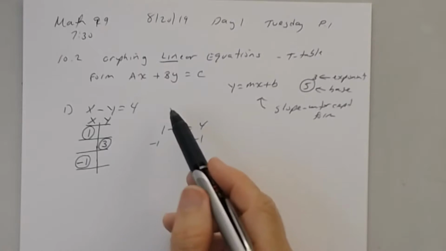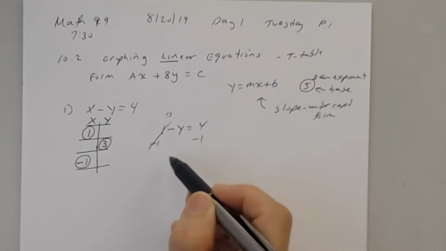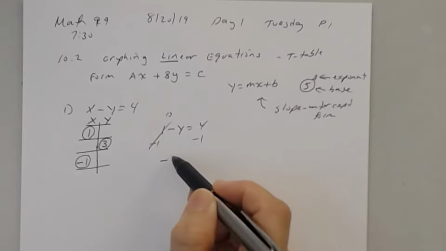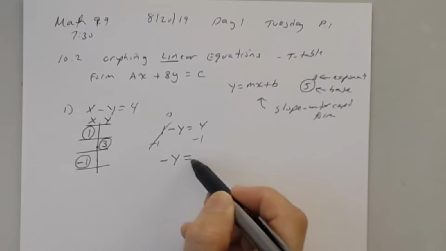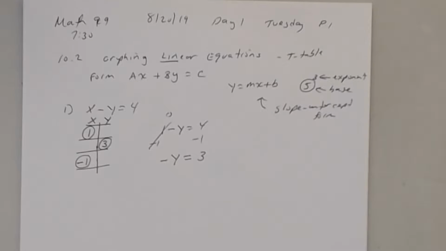Subtract 1, and now that helps because what's 1 minus 1 when I combine those like terms? 0. And then what's 0 minus y? Minus y. Negative y. Equal, and then 4 minus 1 is 3. So that's where I'm at. But remember, you got to get y by itself.